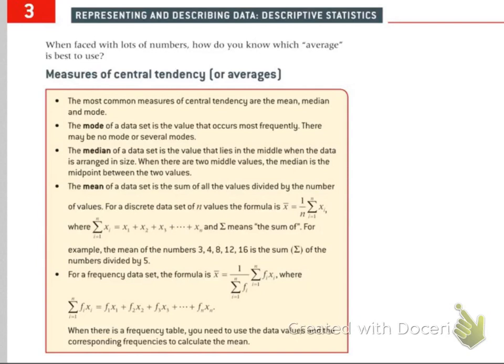Basically, you guys know those. The mode is the one that occurs most often. There can be no mode or several modes. I do believe we talked about this actually in class earlier, I thought, in this book even.